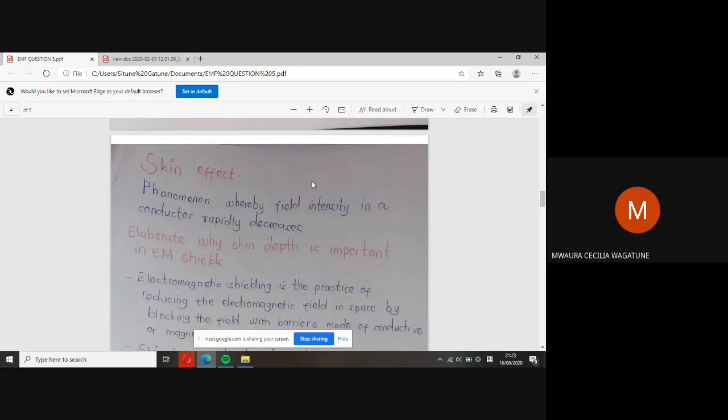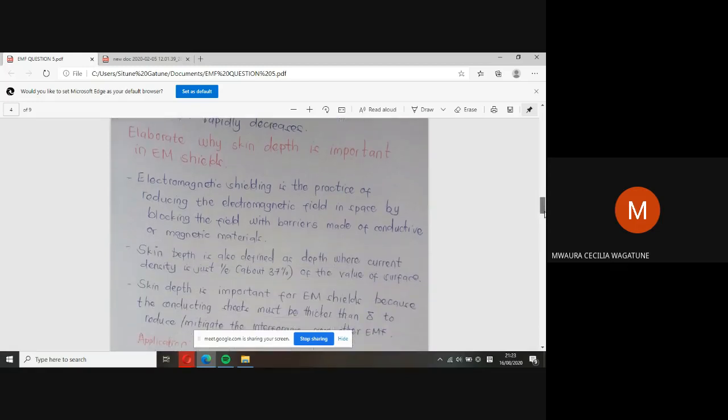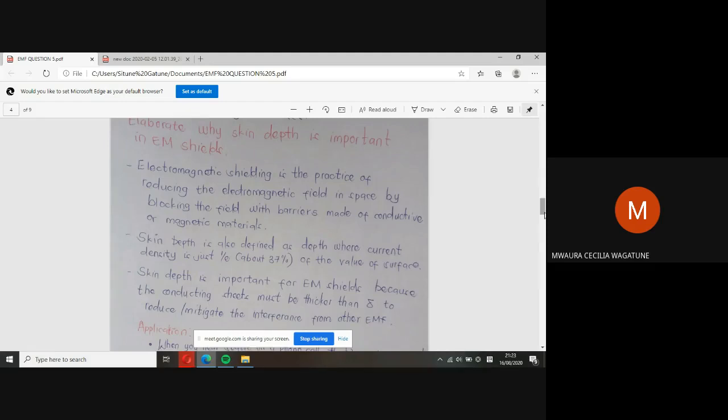Okay, thanks. So back to the question: elaborate why skin depth is important in EM shielding. Electromagnetic shielding is basically reducing the electromagnetic field in space by blocking the field with barriers made of conductive or magnetic materials. An example of EM shielding is the one that we use in our phones.